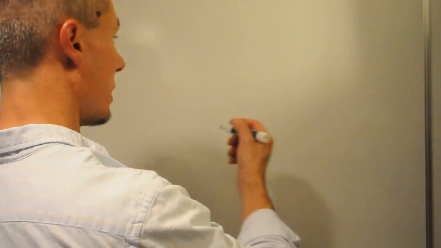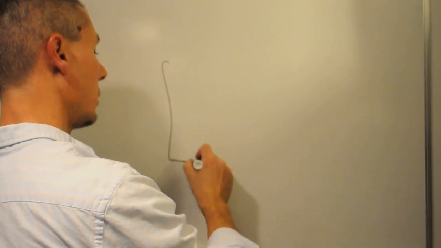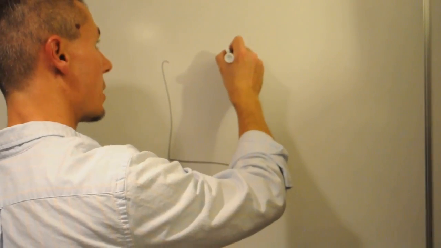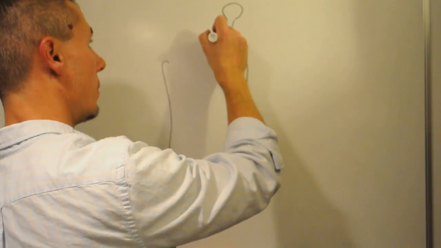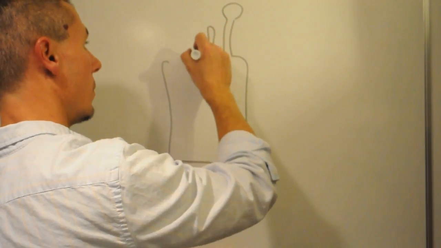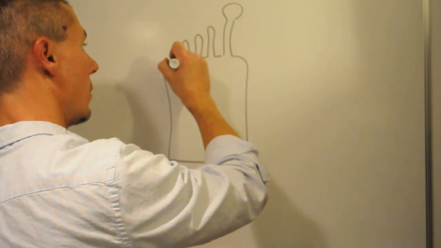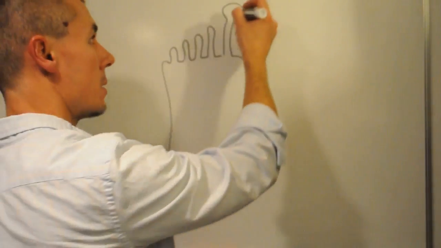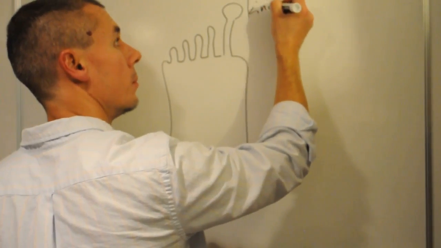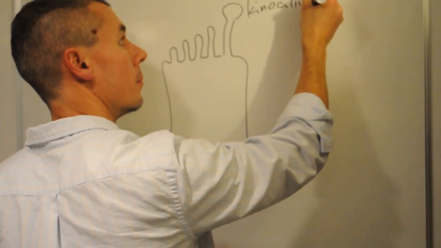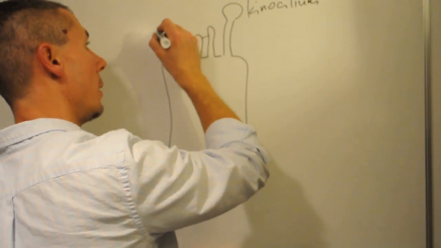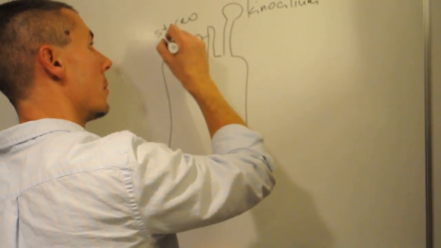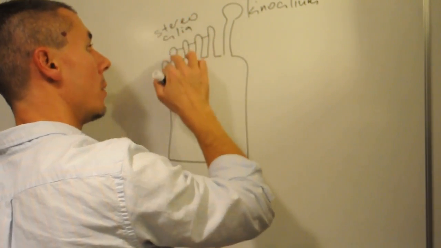Hearing. What happens at the hair cell? So this is the very schematic rendition of the hair cell. Okay. And this is kinocilium, and those are stereocilia. And they are connected by the tip links.